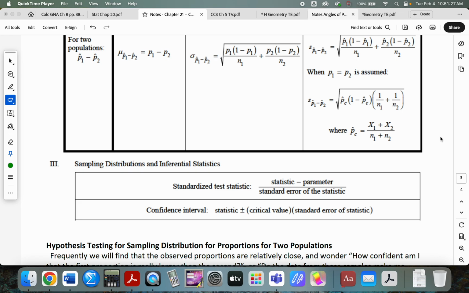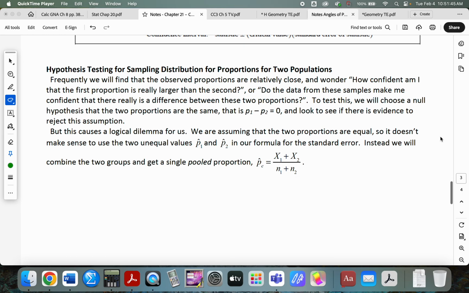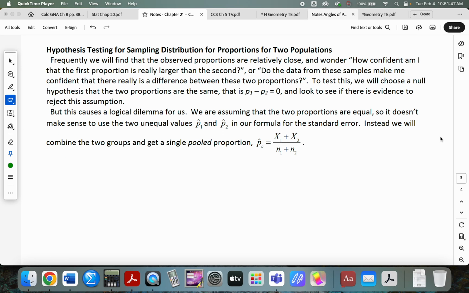So back to two proportion tests. We did a two proportion confidence interval, and there's not a whole lot that's different about that than what we've done before. There's some minor changes, but not a whole lot. So now we're going to do hypothesis testing for sample distributions for proportions for two populations.